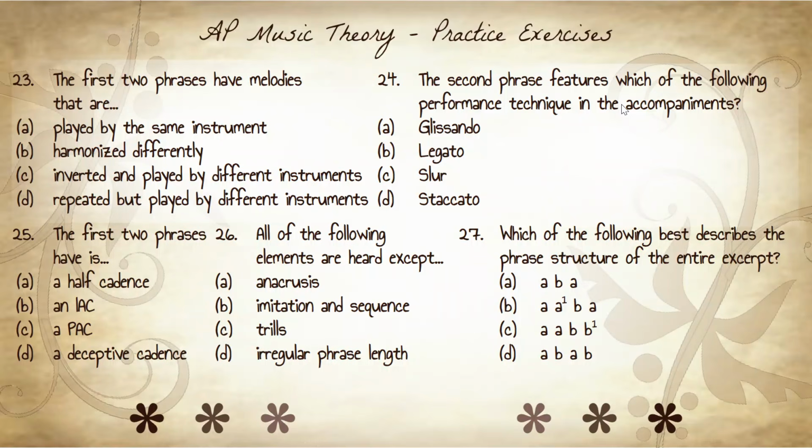Question 26. All of the following elements are heard except A. Anacrusis, B. Imitation and sequence, C. Trills, or D. Irregular phrase length.